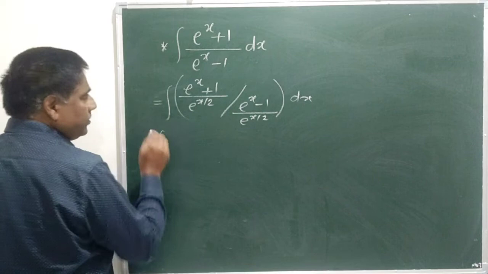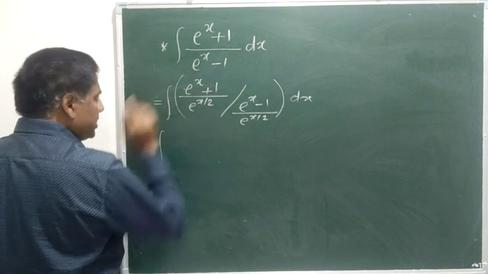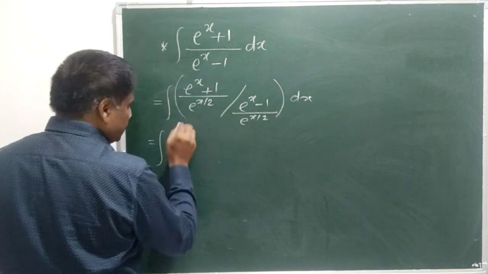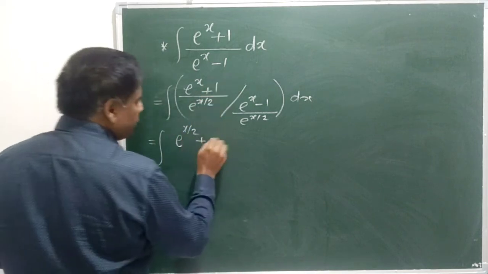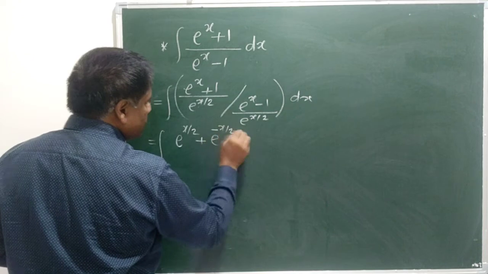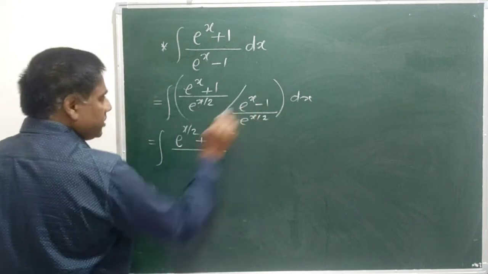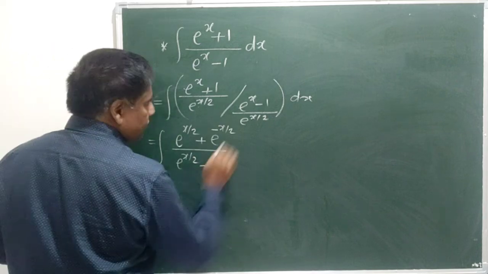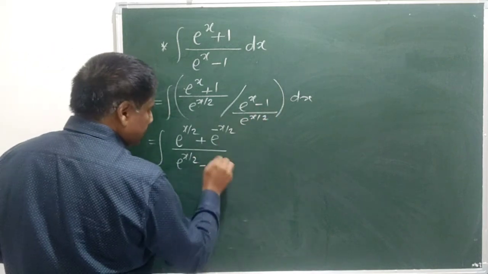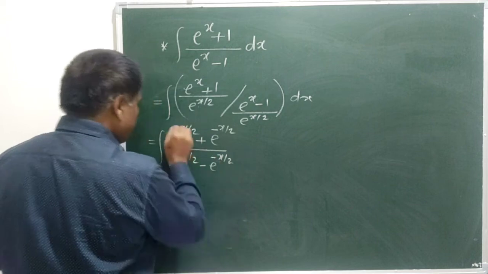Therefore, this is equal to e^x upon e^(x/2) is e^(x/2), plus 1 upon e^(x/2) is e^(-x/2), upon e^x upon e^(x/2) is e^(x/2), minus 1 upon e^(x/2) is e^(-x/2), dx.